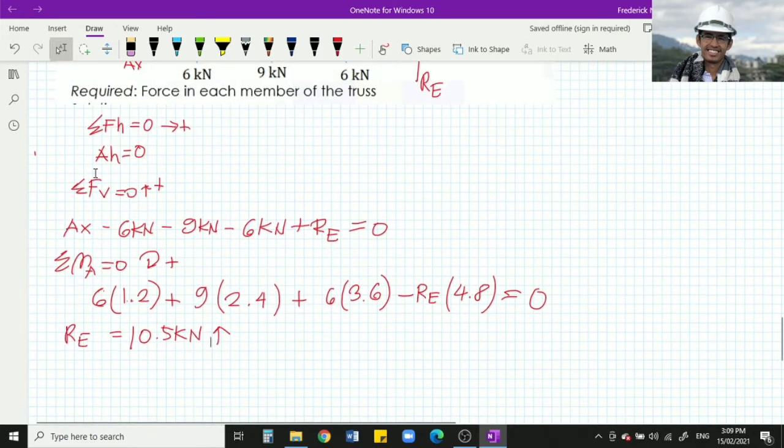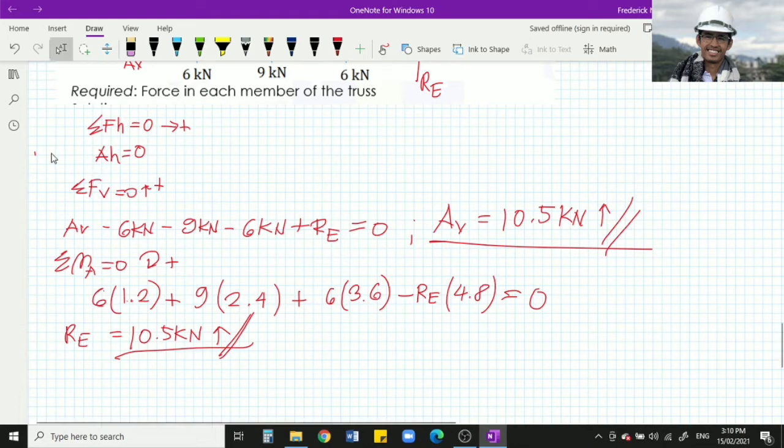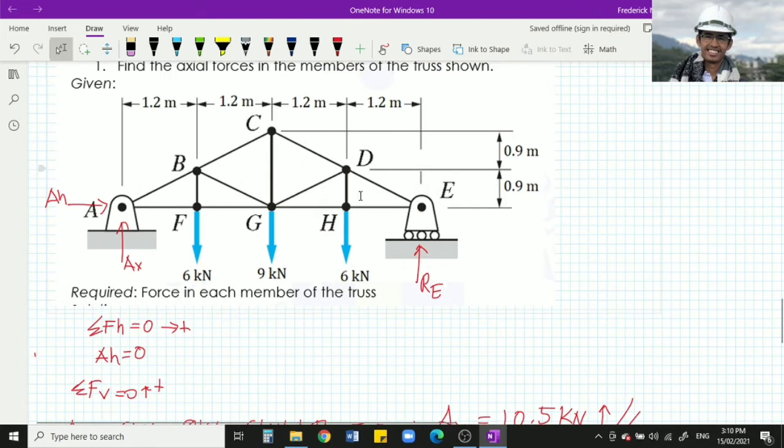So makukuha na natin yung A vertical natin. So yung A vertical natin, i-substitute lang natin itong 10.5 kilonewton dito sa ating equation dito sa summation of forces vertical. So mako-compute natin yung A vertical natin. So A vertical natin will be equal to 10.5 kilonewton din. Okay? So that is the same. Upward din yung kanyang direction. Okay? So ngayon nakuha na natin yung reaction sa A and sa E nung ating truss.